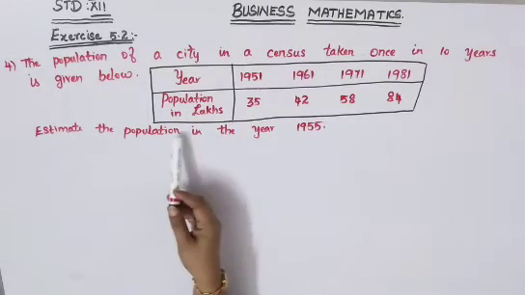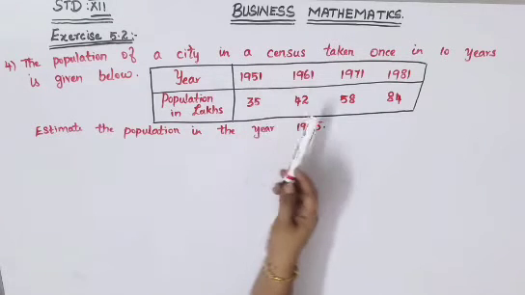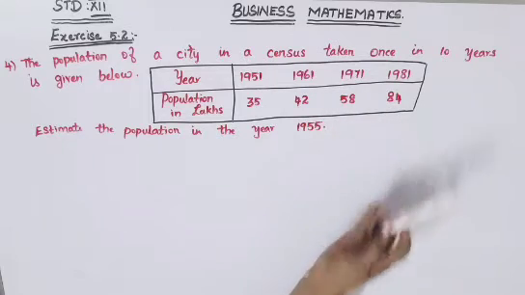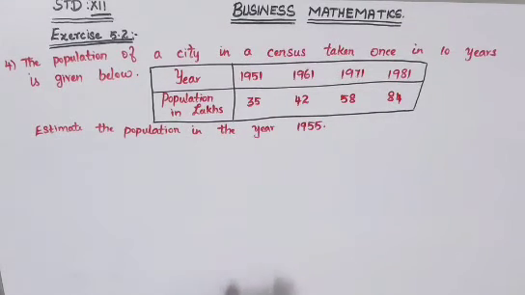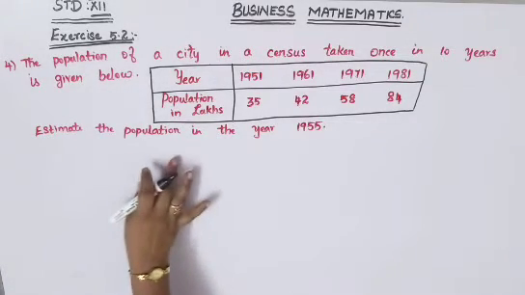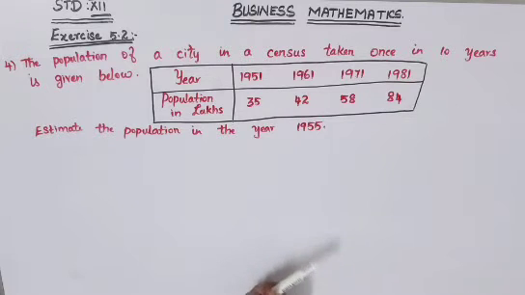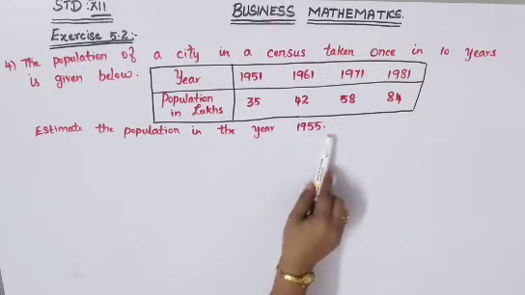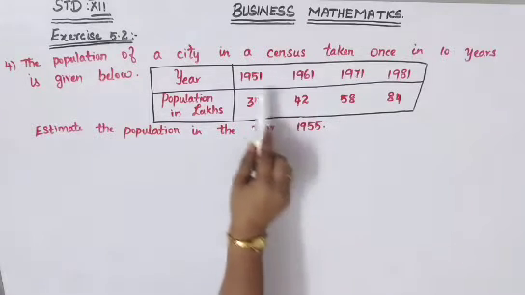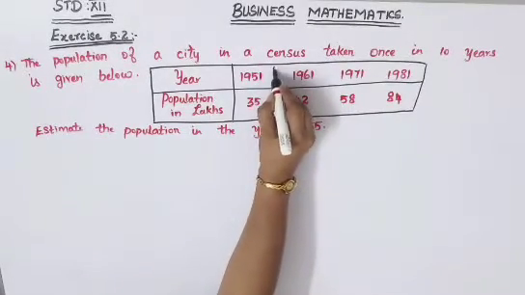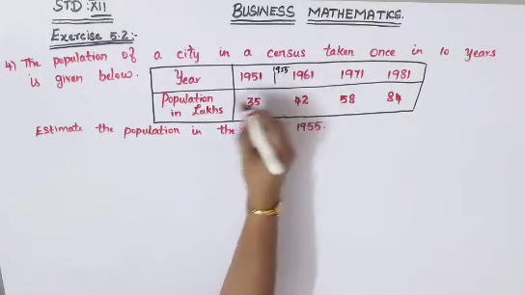The population in lakhs is given: 35 lakhs for 1951, 42 lakhs for 1961, 58 lakhs for 1971 and 84 lakhs in the year of 1981. They've asked you to estimate the population in the year of 1955. So, two formulas are there, that is Newton's forward and backward formula. First you should know which formula to use. For that, see in which interval this number is there. 1955 will be in the interval of 1951 and 1961. Somewhere here you will have 1955. So it is in the beginning of your table.